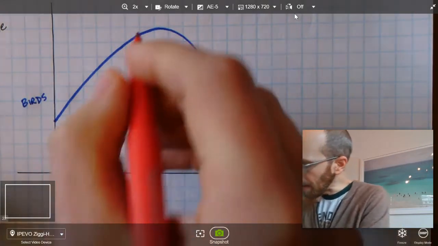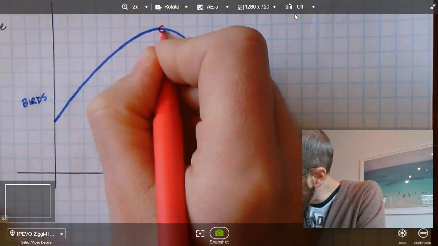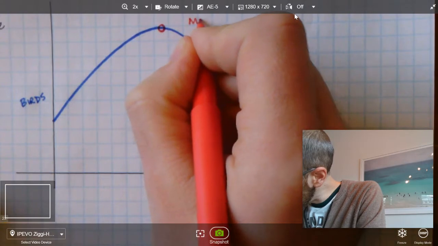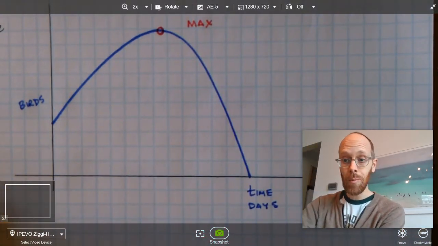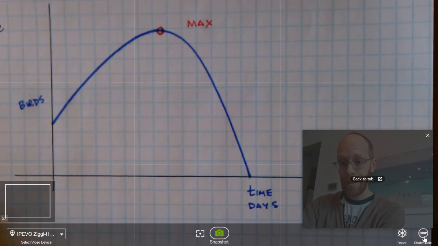Now in B, it asks us to identify what the maximum is. So when we find the max, that means that we are looking for the y value at this instant.